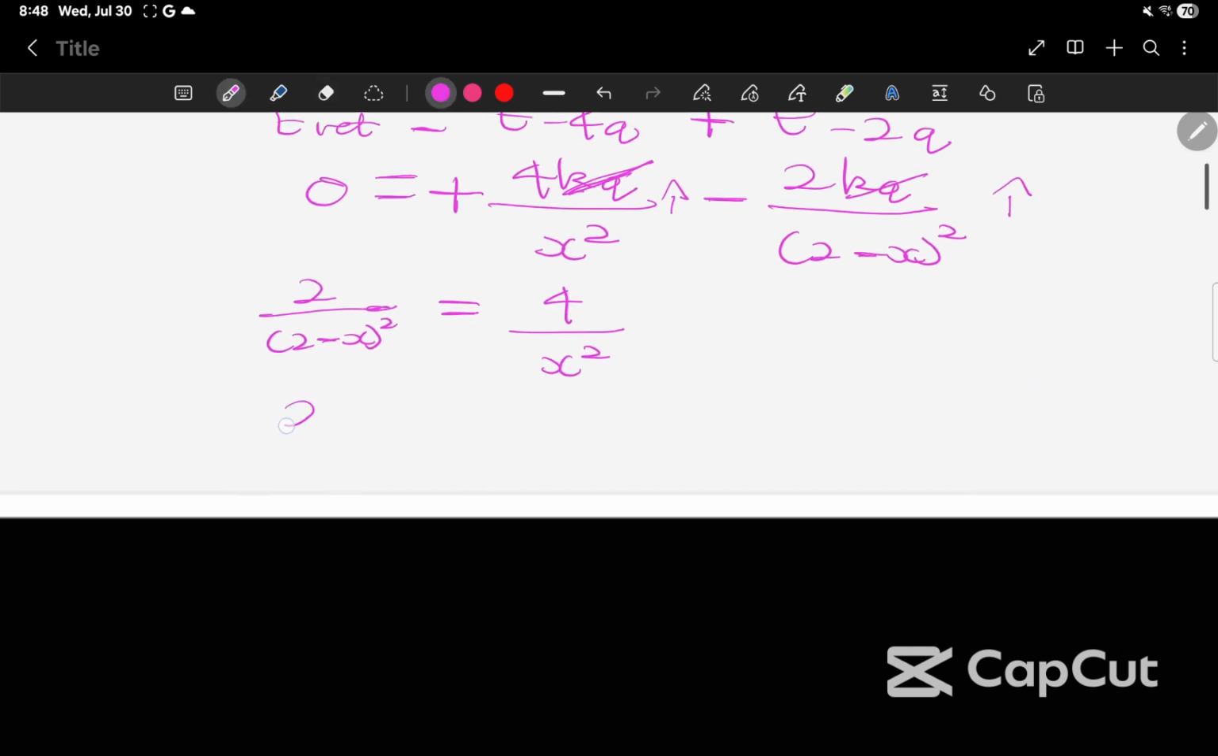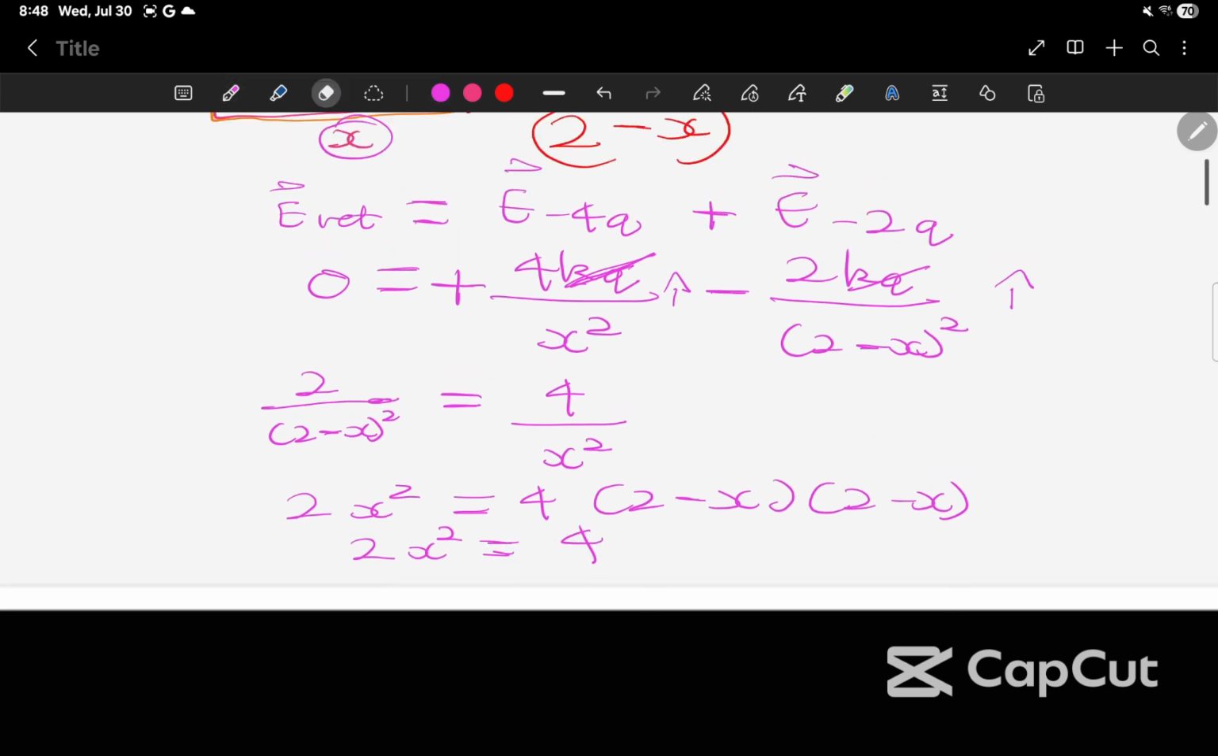So we do cross multiplication. 2 minus x times 2 minus x. Again, 2 minus x times 2 minus x is 2 minus x squared. And then I'll expand. And I'm also going to erase up here.